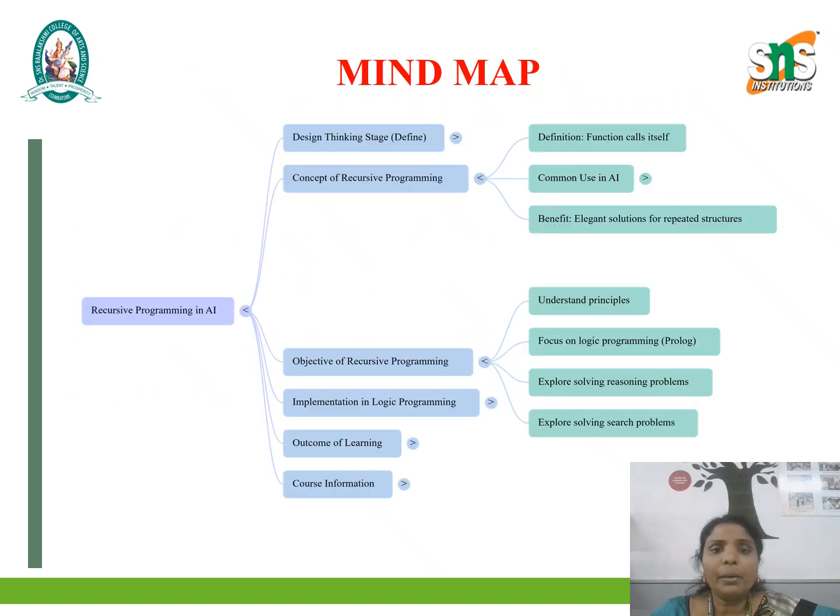So this is the mind map of recursive programming in AI. First, we are seeing the concepts of recursive programming, objectives, implementation, outcomes of learning, and the course information. In the concept of recursive programming, we see the definition, common use in AI, and benefits: an elegant solution for repeated structures. So we come to the end of this section.